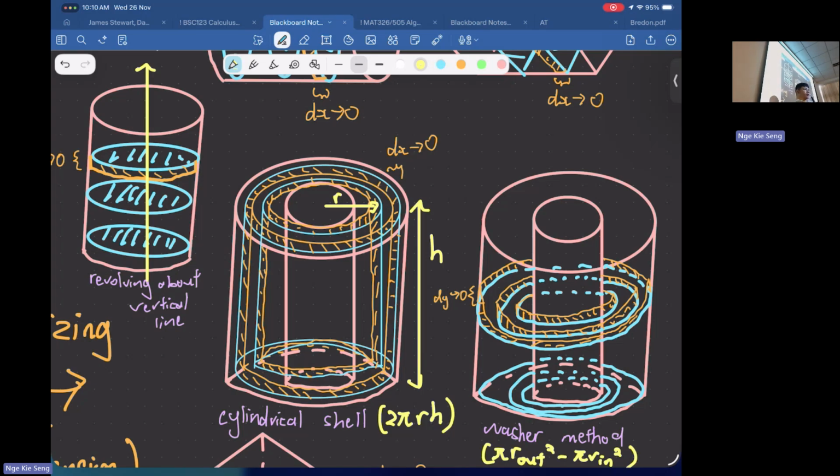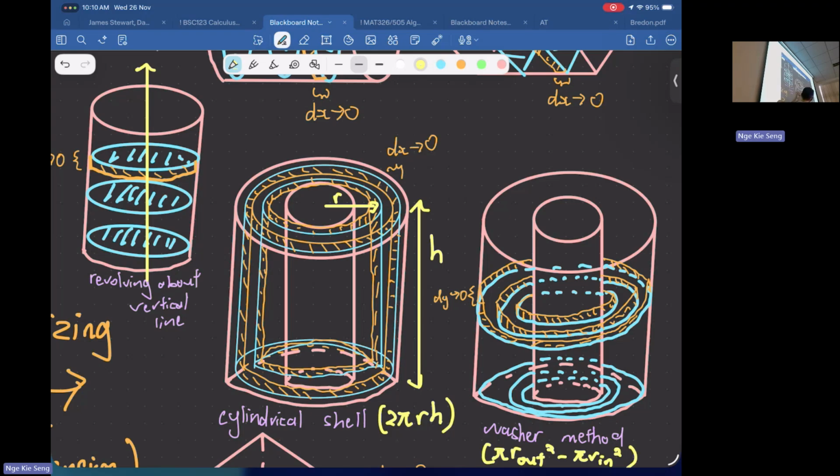So why do we call it a washer method? It's like a washing machine. Every day you do your laundry, right? You need to put your shirt into the washing machine, right? So this is like a greater circle, take away a smaller circle. But the cylindrical shell is like you just calculate a cylinder. Did you see what's the difference between the cylindrical shell and washer method here? No, cannot see.